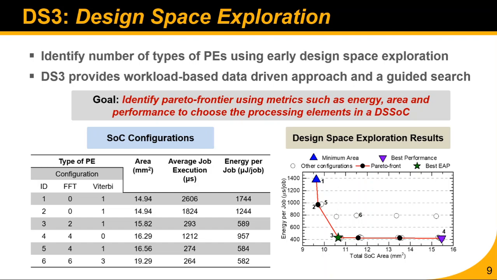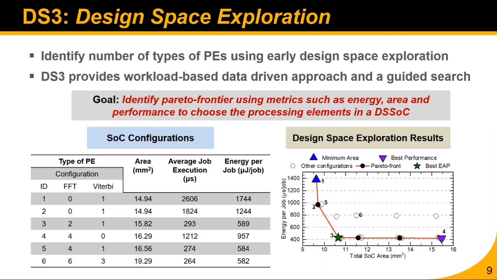The final case study illustrates how DS3 can be utilized to identify the number and types of PEs during early design space exploration. The study employs the benchmark applications to explore different SoC architectures. All configurations in this study have 4 big ARM-A15 and 4 little ARM-A7 cores to start with, and DS3 guides the user to determine the number of configurable hardware accelerators in the architecture. In a grid search, the study varies the number of instances of FFT and Viterbi decoder accelerators.